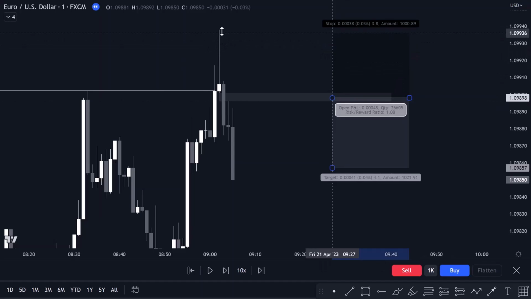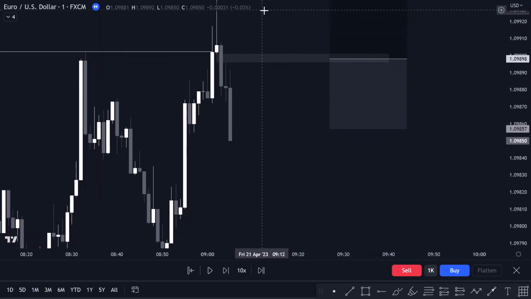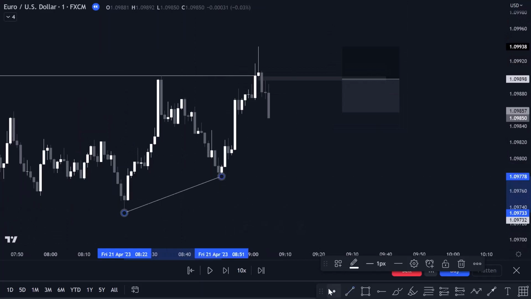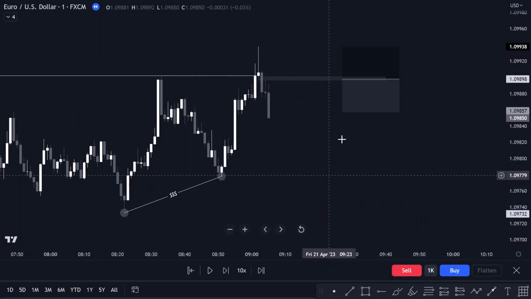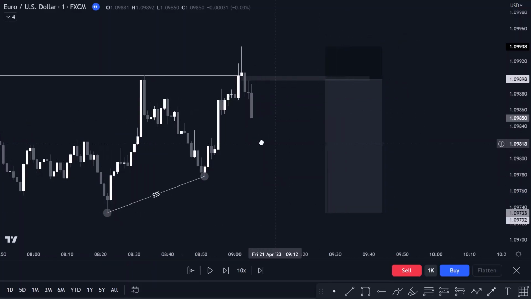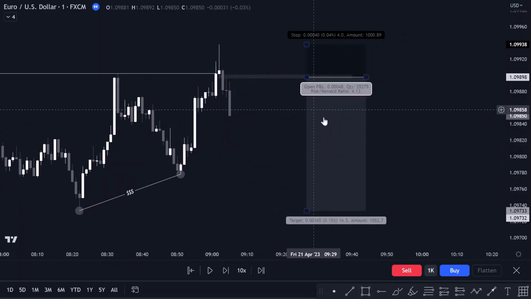You can go stop loss just above this high and then target this low resistance liquidity. So it's right here. This is the liquidity and this is our target. Target this low here. And let's see what happened.